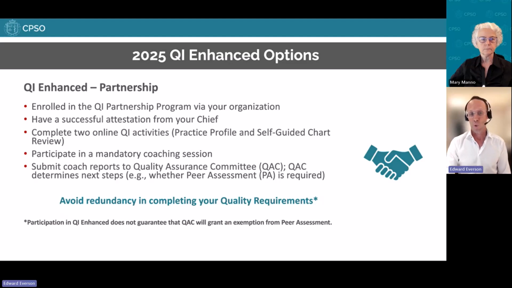QI Enhanced for 2025. So this is an option for physicians between the ages of 70 and 79 to update their quality requirements. And this is a potential alternative to having a peer and practice assessment. So in terms of being eligible, this is for someone that has enrolled in their QI partnership program at their organization. The requirements are to still complete 2 online activities.